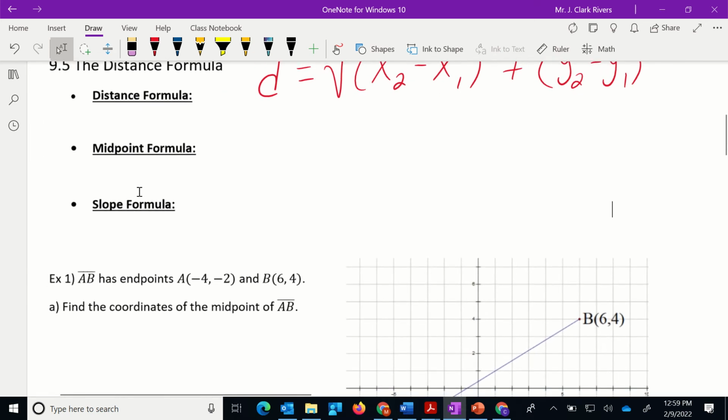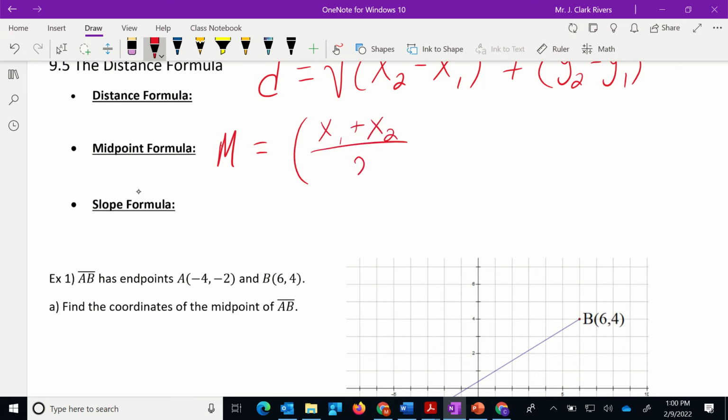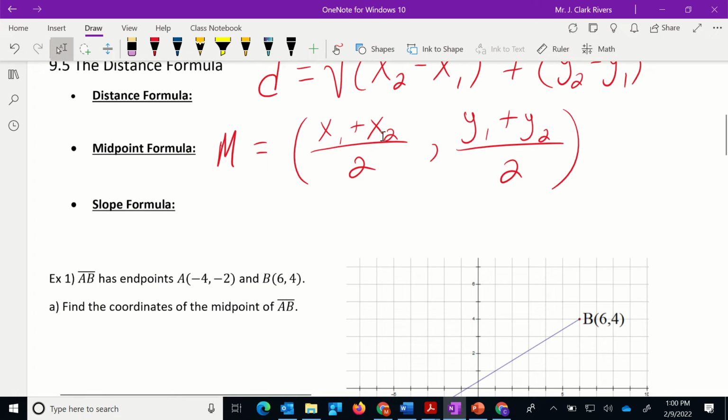Midpoint formula. The midpoint is equal to the sum of the x's divided by 2, or we could say the mean of the x coordinates. That's the x coordinate at the midpoint. And then the y coordinate at the midpoint is the sum of the y coordinates divided by 2. The midpoint is a point on the graph. It's called the midpoint. It is a point. So to have a point, you need to have an x coordinate and a y coordinate. So that's the midpoint formula.